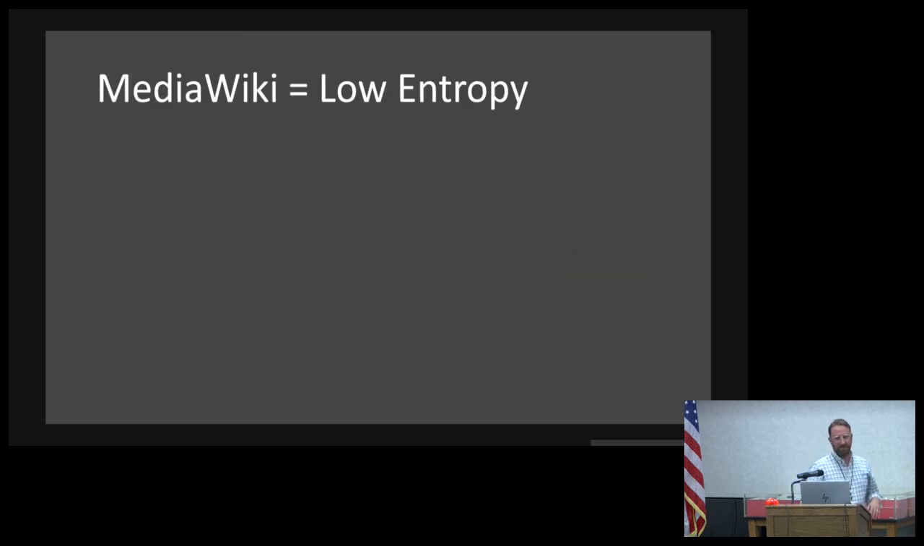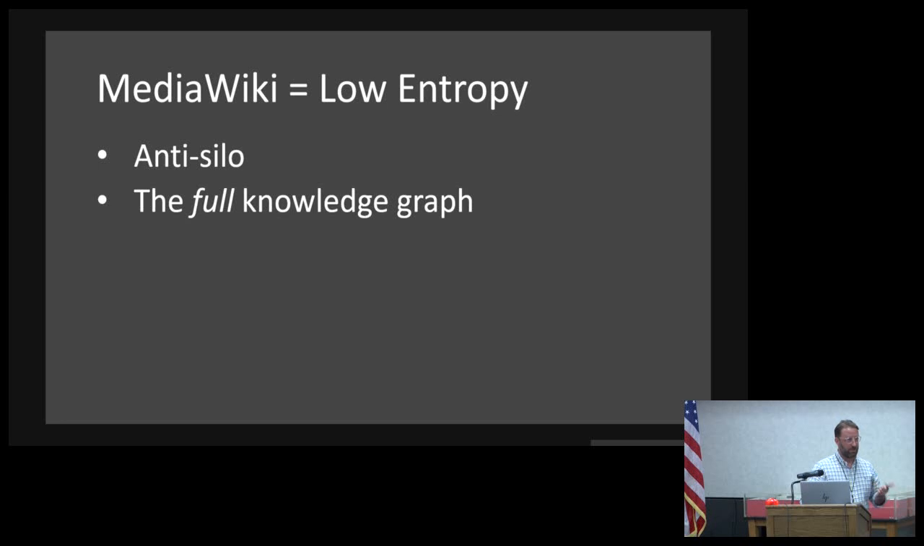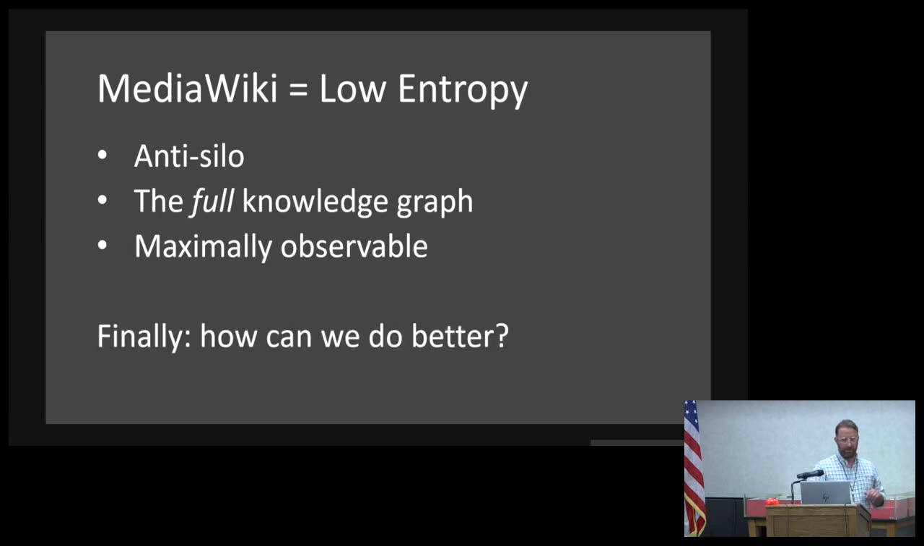So, why is MediaWiki low entropy? And this is kind of an outline for the remainder of my talk. It took me that long to get to the agenda. One, it's anti-silo. Two, it uses the full knowledge graph, and then it's maximally observable. So I'm going to go through how it does those things, why they're important, and then at the end I'll also ask you, how do we do better? Because again, I don't have the answers.